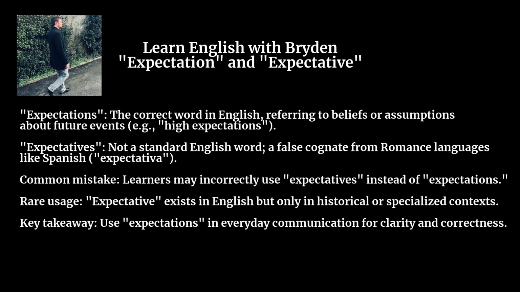Rather, it is a false cognate for speakers of Romance languages like Spanish or French, where expectativa exists and translates to expectation in English. As a result, learners of English sometimes incorrectly use expectatives when they mean expectations. For example, a Spanish speaker might say, "My expectatives are high," instead of the correct, "My expectations are high." This confusion arises because learners assume the direct translation of expectativa into English is expectative, when in reality expectations is the proper term.